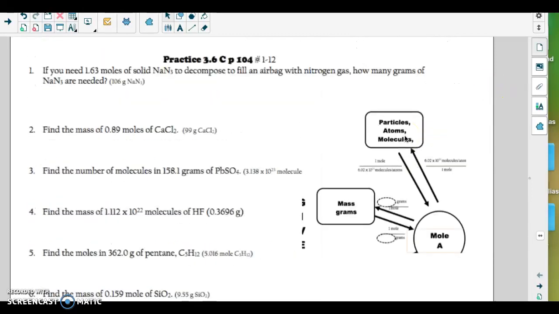Hey guys, I wanted to do some more mole conversions with you to practice. And you can see this is our packet. So if you find this, it's page 11 of our packet this year. So let's try also to use our pink mole map.